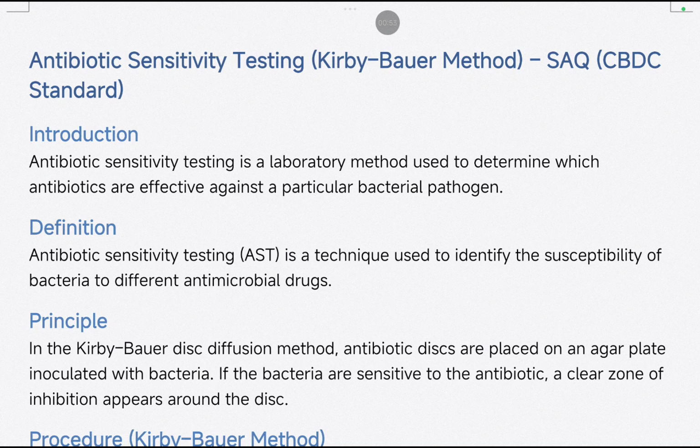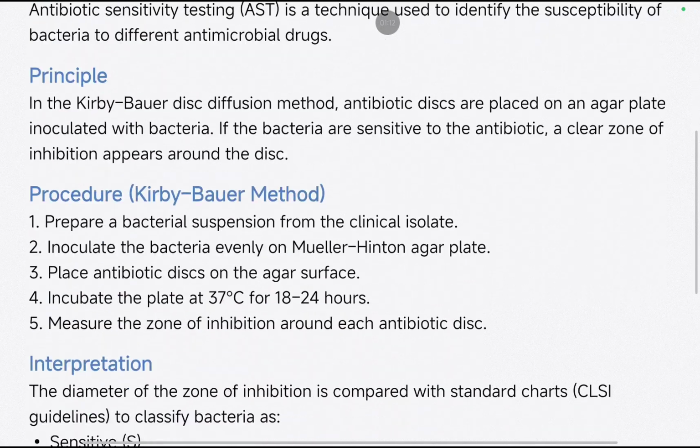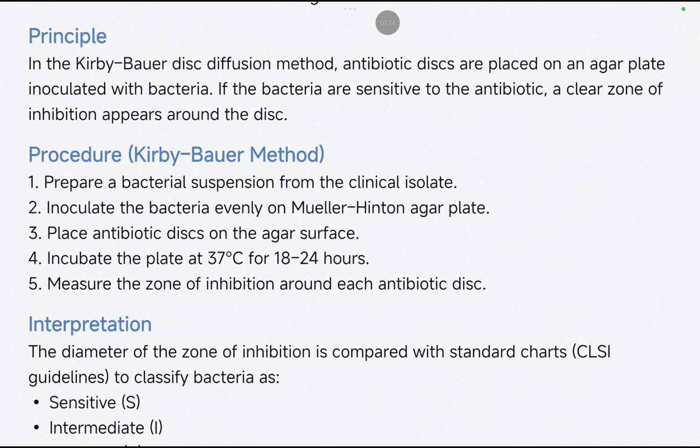Okay, so what is the definition? Antibiotic sensitivity testing is a technique used to identify the susceptibility of bacteria to different antimicrobial drugs. Here, some students might get confused: susceptibility is simply reaction to an external force. What is the principle? In the Kirby Bauer disc diffusion method, antibiotic discs are placed on an agar plate inoculated with bacteria. If the bacteria are sensitive to the antibiotic, a clear zone of inhibition appears around the disc.